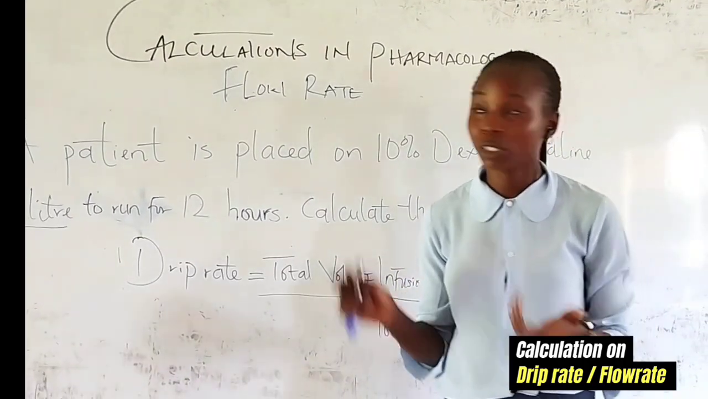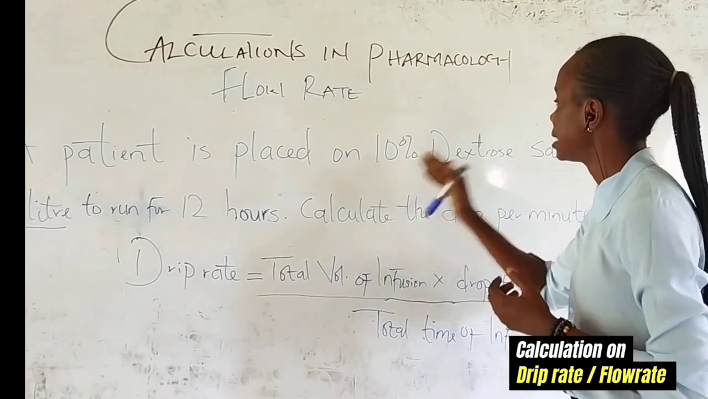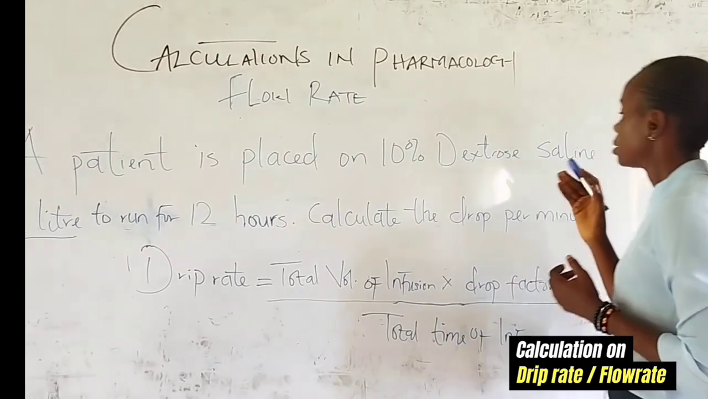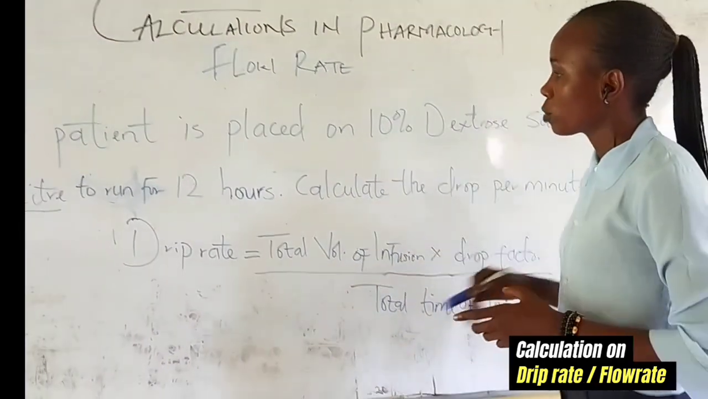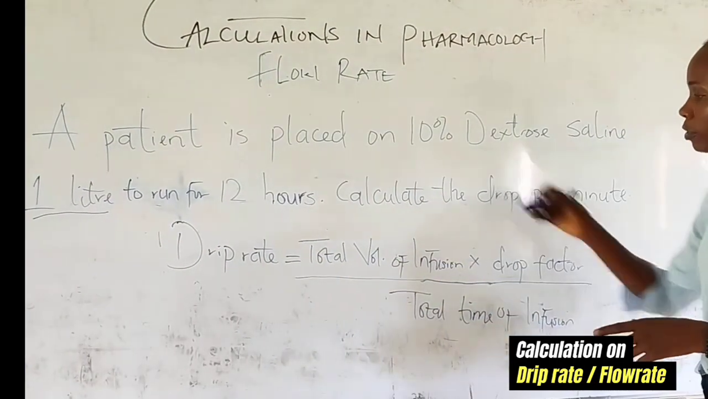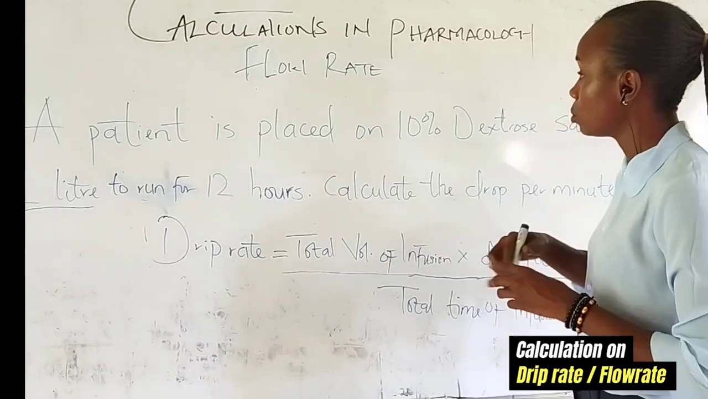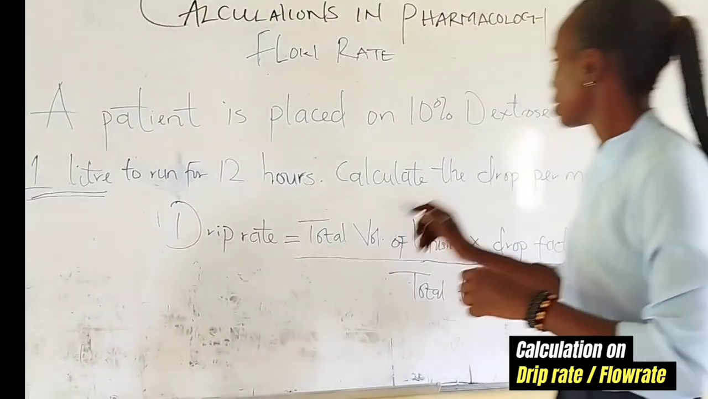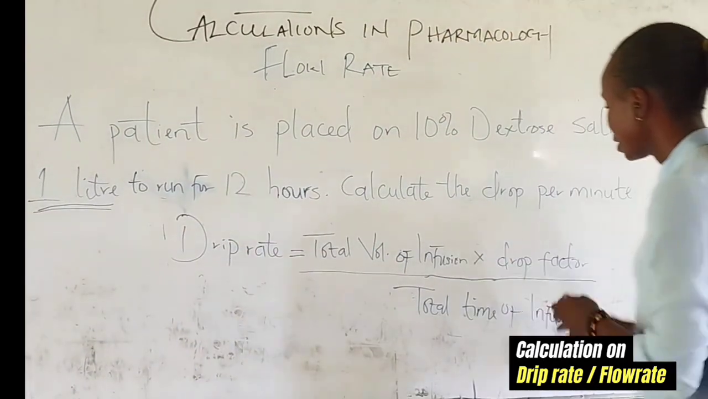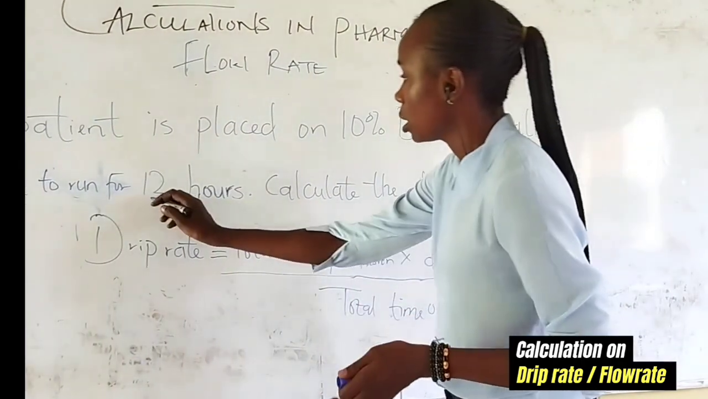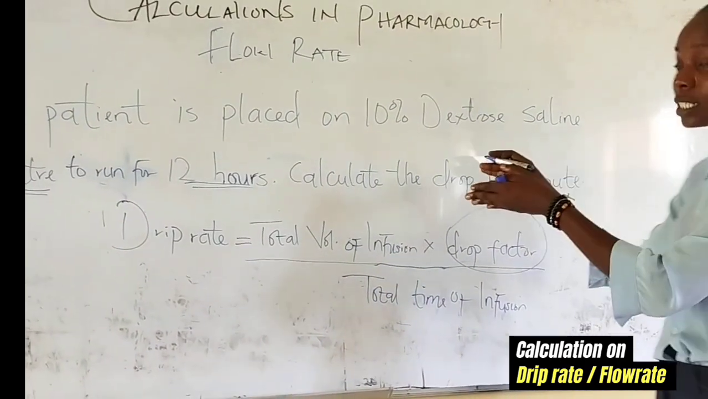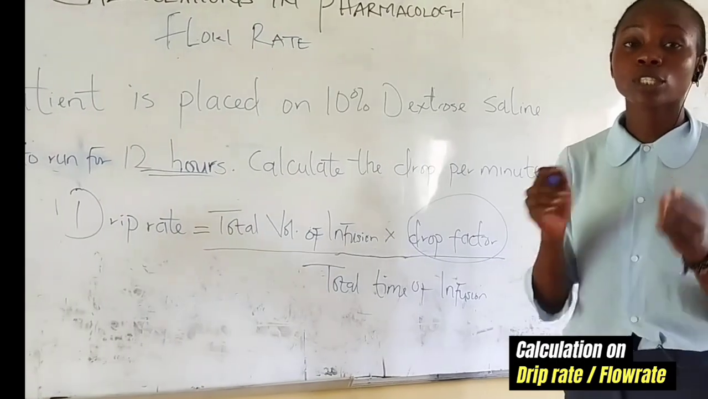So we're taking another question, which is: a patient is placed on 10% dextrose saline, 1 liter to run for 12 hours. Calculate the flow, the drops per minute. So we're going to bring out the parameters, and then we're going to use this formula. Firstly, we're looking for the total volume of the infusion, which is 1 liter, because it says 10% dextrose saline, 1 liter to run for 12 hours. Then the total time taken for this infusion is 12 hours. And then the drop factor is actually not indicated in this question. So we're going to go with the constant, which is 20 drops per mil.